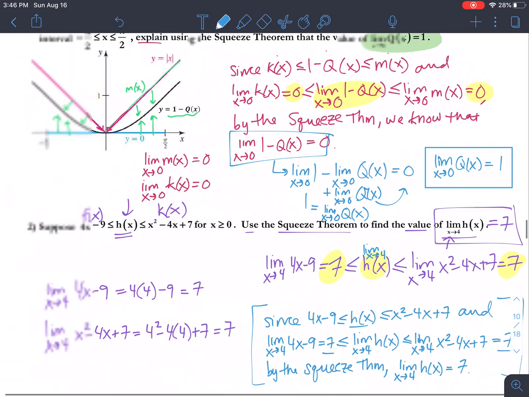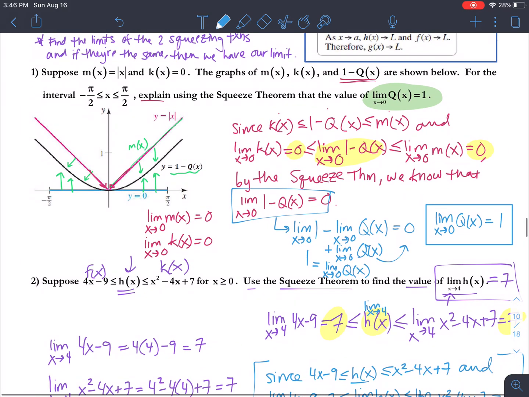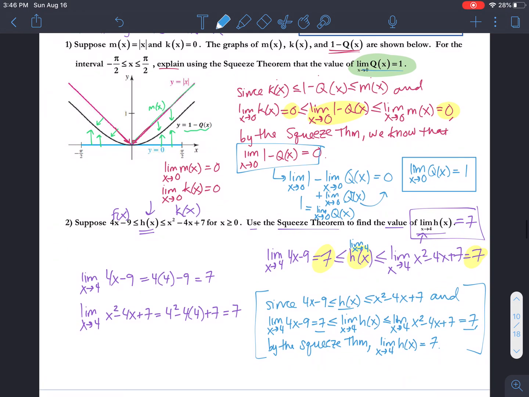Okay, and that's about it. We showed by the squeeze theorem why that's true. We explained and we're able to use that graph. And then number 2 is kind of that traditional problem you might see where we're just plugging in, doing that direct substitution with functions we know, 4x minus 9, x squared minus 4x plus 7. Those are functions that are easy to evaluate. In that middle function, despite being unknown, we do know something specifically about the limit as x approaches 4.